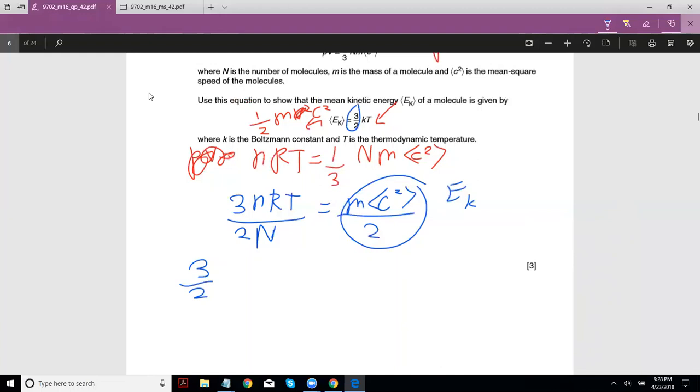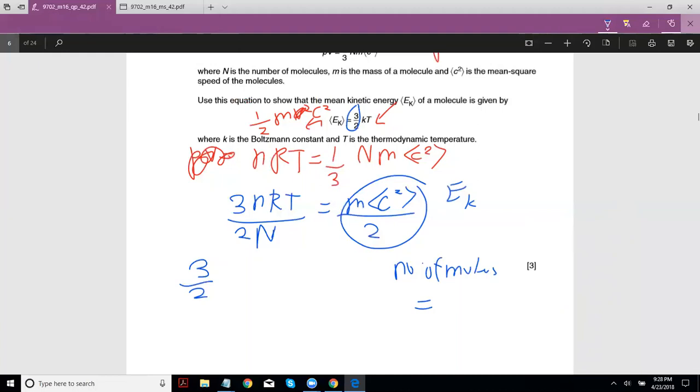Capital N is the number of particles, the number of molecules. If you look at the number of moles upon the number of particles, it gives the inverse of the Avogadro constant.